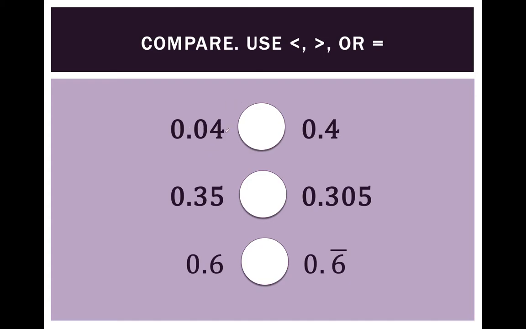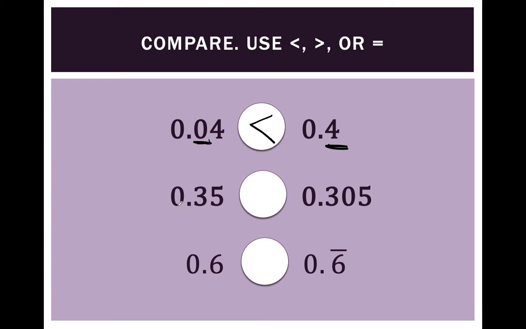So the first two decimals, we have 4 hundredths and 4 tenths. If you recall from your review yesterday, you want to first compare the first place value for each decimal. So they both start with 0 in the whole number space, and then for this first decimal we have in the tenths place a 0, and then for this second decimal we have a 4. Since 4 is greater than 0, that means that 4 tenths is greater than 4 hundredths.